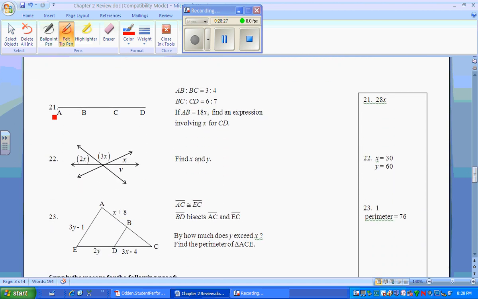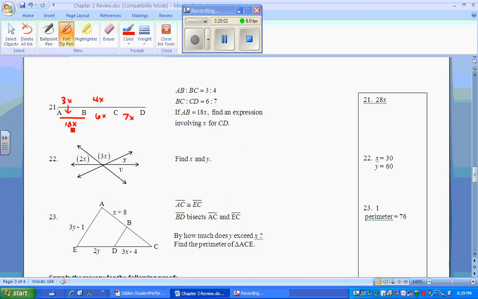Continuing on, we're up to number 21. We have AB and BC in a ratio. So AB is 3x, BC is 4x. Then we also know that BC is 6x and CD is 7x. And then we know that this AB is 18x. So find the expression involving x for CD.